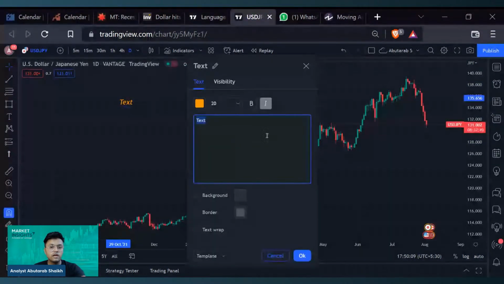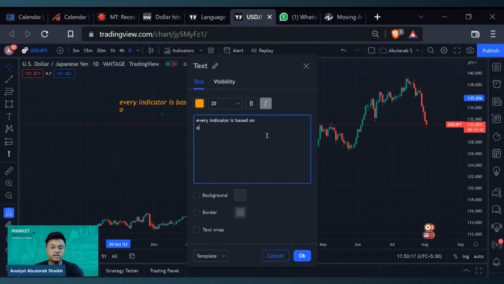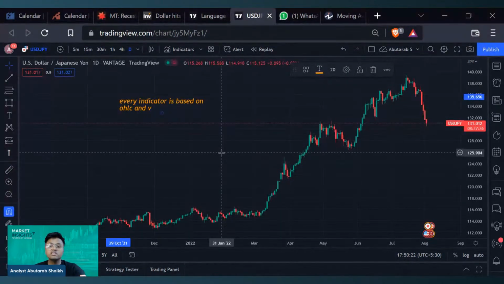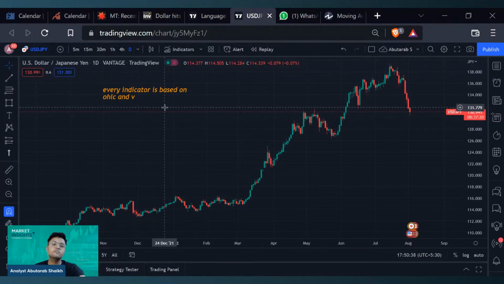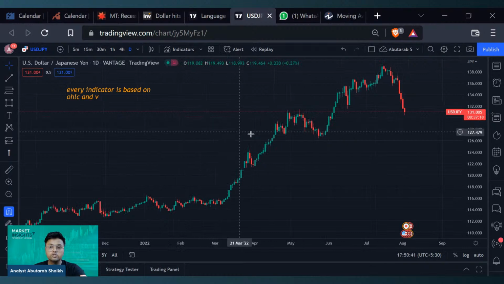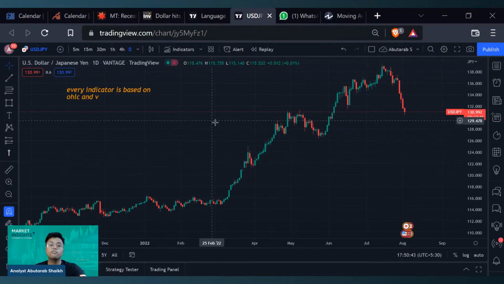So every indicator is based on five types of data: OHLC and volume. This is the parent material of every indicator. You show me even a single indicator which is not based on this. Understood? Then you might say, okay, MACD is not based on price data, it is based on the moving average. But the moving average is again based on the price data only, right? So you understand the level of importance I'm giving to OHLC data and the volume data.